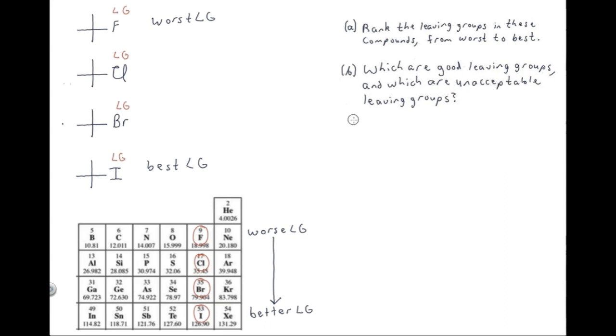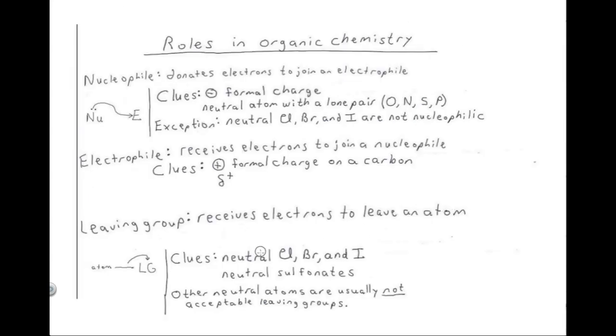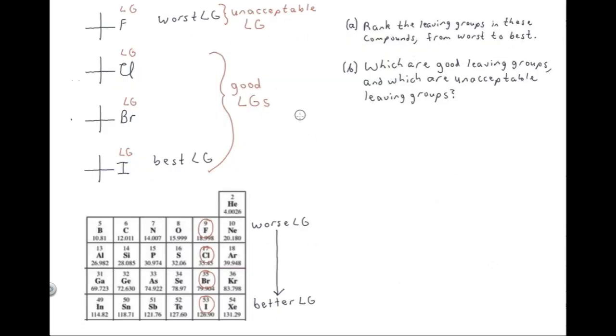Well, actually, we've already learned how to think about that in previous videos. We've previously discussed that neutral chlorine, neutral bromine, neutral iodide, and neutral sulfonates are considered good leaving groups, and that other neutral atoms are usually not considered acceptable leaving groups unless you've specifically learned otherwise. Based on that discussion, we would say that neutral chlorine, neutral bromine, and neutral iodide would be classified as good leaving groups, and neutral fluorine would be classified as an unacceptable leaving group because it's not on the list of neutral leaving groups that we've learned.